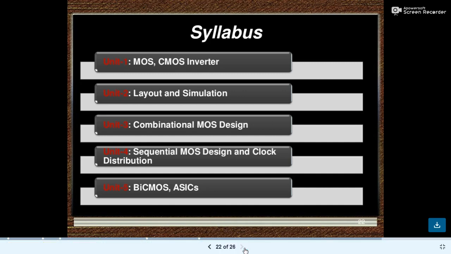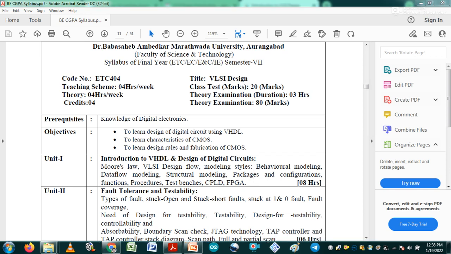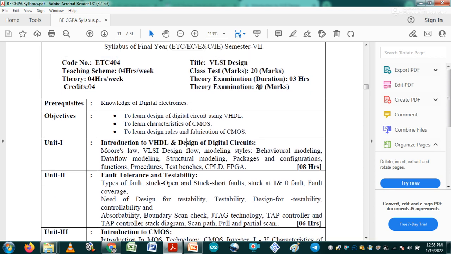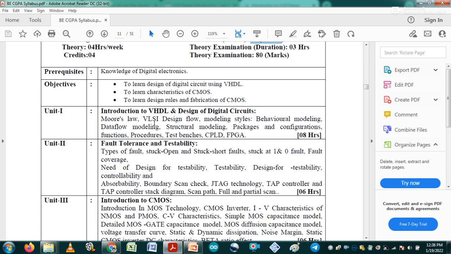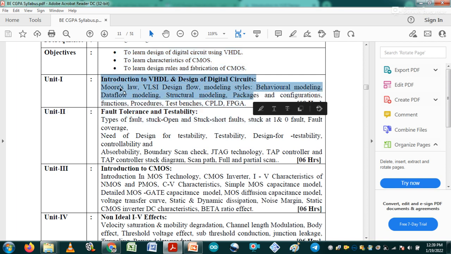Now let us go on to our syllabus. Quickly coming to the syllabus of VLSI design: here you can see an 80 marks examination, a 3 hour paper, and a 20 marks class test. We have seen all the objectives in the earlier PPTs. From the next lecture we will start unit 1, that is, introduction to VHDL and design. How circuits are designed we will understand in this unit.